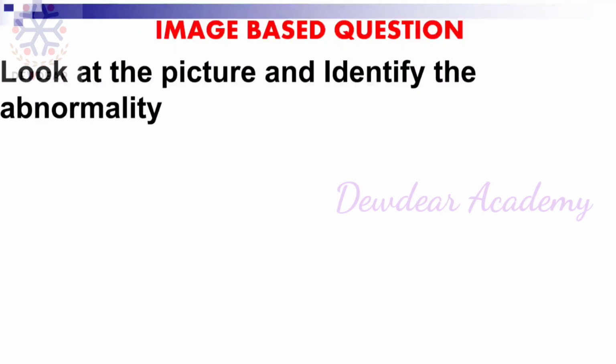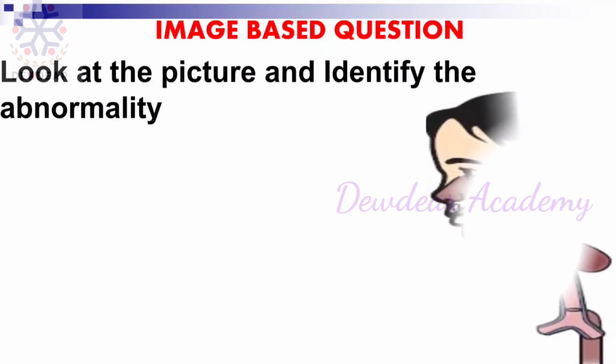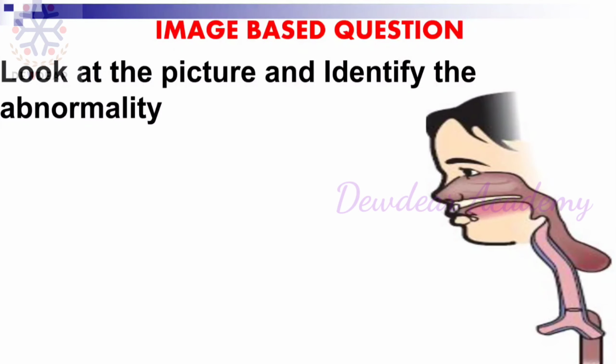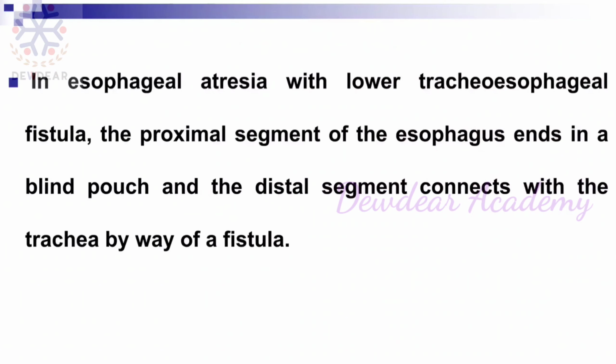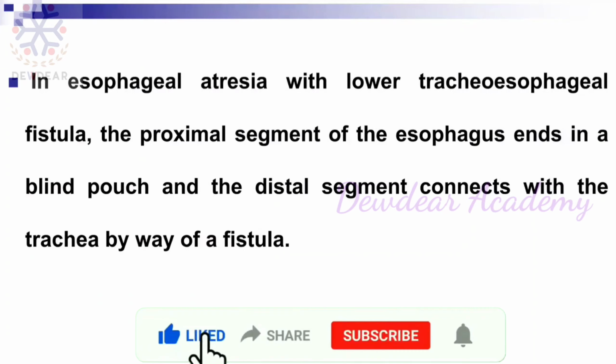Next, look at the picture and identify the abnormality. So this is esophageal atresia. In esophageal atresia with lower tracheoesophageal fistula, the proximal segment of the esophagus ends in a blind pouch and the distal segment connects with the trachea by way of a fistula.